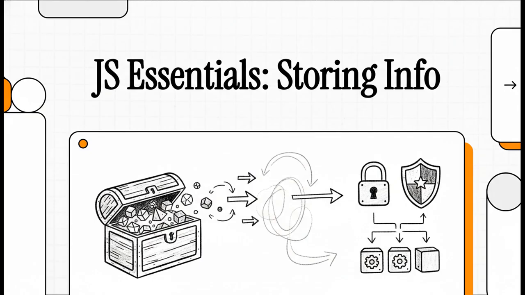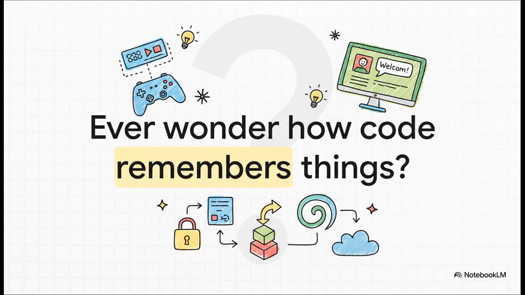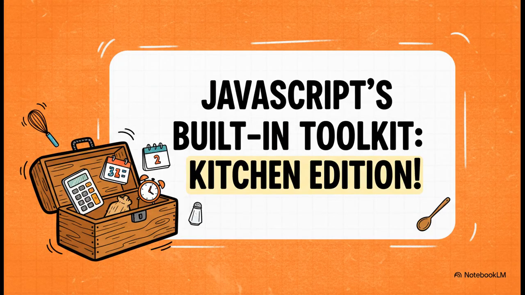All right, let's get right into it. So, you ever play a game and it remembers your high score? Or a website greets you by name? How in the world does it remember that stuff? It might seem like magic, but really, it's at the core of how pretty much all software works. Well, the short answer is variables.